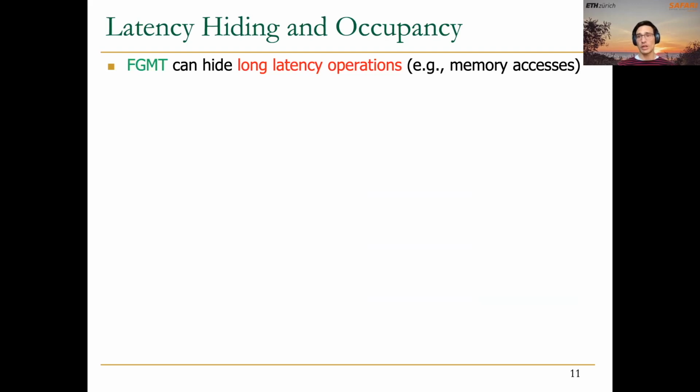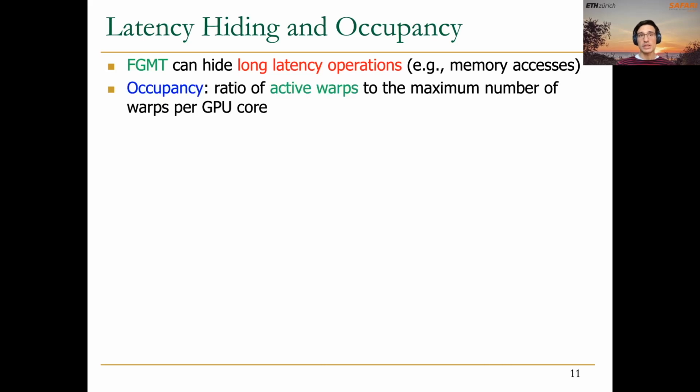And when we are doing so, we want to take advantage of the latency hiding mechanism that fine-grained multi-threading architectures provide. But this latency hiding mechanism is only effective if we have enough threads or enough warps that are able to run computation on the GPU cores while we are performing the access to global memory for other warps. And the ratio of warps that we have running on the GPU over the maximum possible number of warps that we could have on a GPU core is what we call the occupancy.